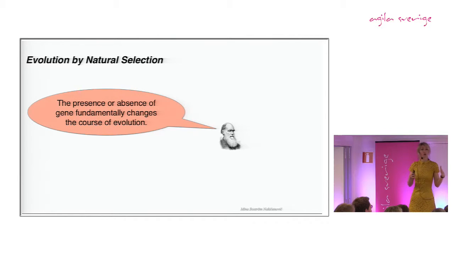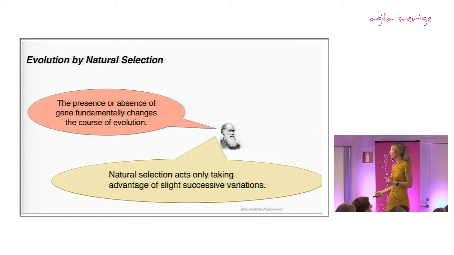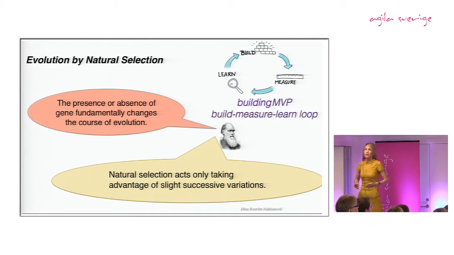The presence or absence of a gene can fundamentally change the course of evolution, pivot or persevere. Do you have that feature in the product or not? Natural selection acts only by taking advantage of slight successive variations. It's nothing else than building a minimum viable product and entering a new build, measure, learn loop.